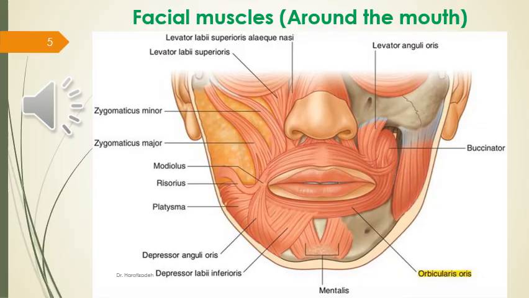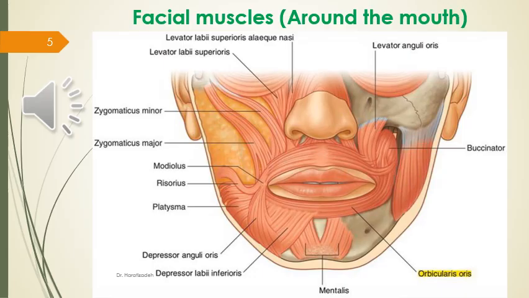Okay, around the mouth there are more muscles. At first we have orbicularis oris. This muscle surrounds the oral orifice and is innervated by seventh cranial nerve. Its action includes closing the lips, protruding them, helping to close the mouth, and pressing the lips against the teeth.